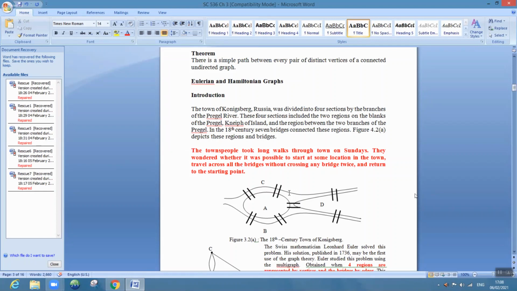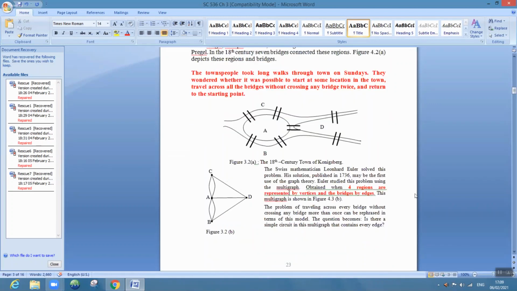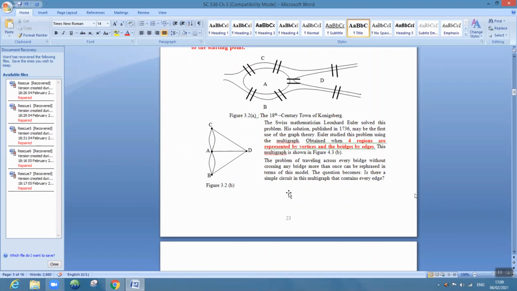And people on Sunday walk from one location to another location, and one day they were wondering if they start from one location and cross each bridge exactly once, whether they can come back to the starting point or starting location. To solve this, Euler proved the handshaking lemma, that is the first result, in 1736. After that, he got a lot of results, and he identified Eulerian graphs and the properties of Eulerian graphs. Later, he showed that this is not possible.